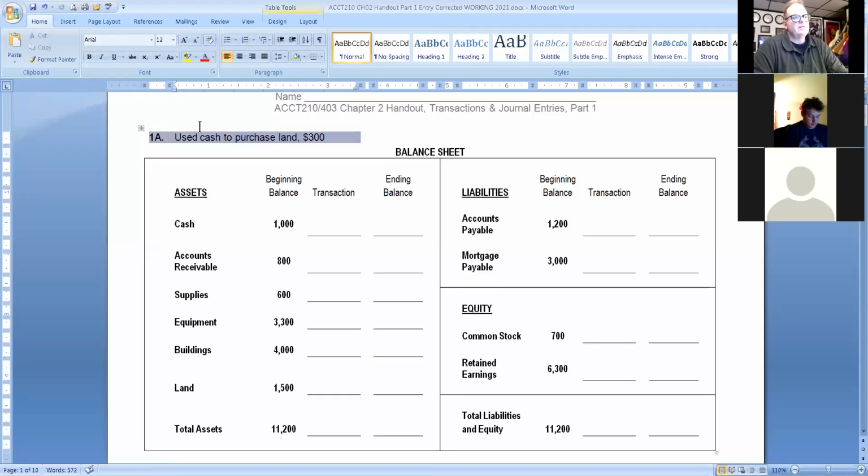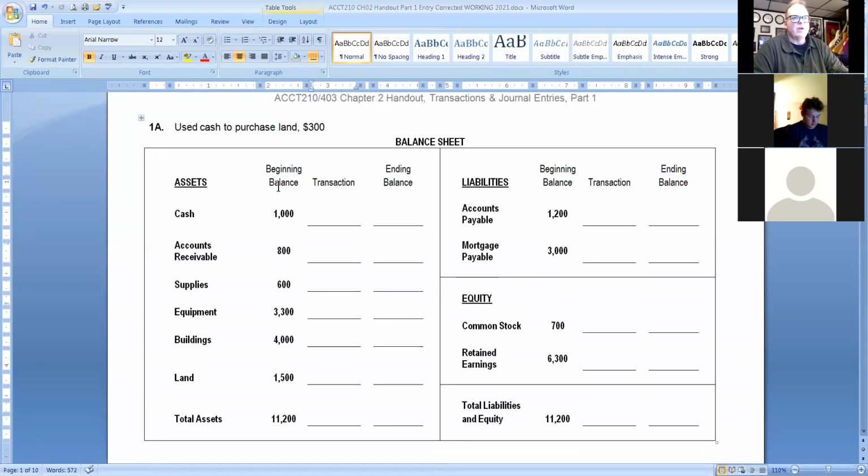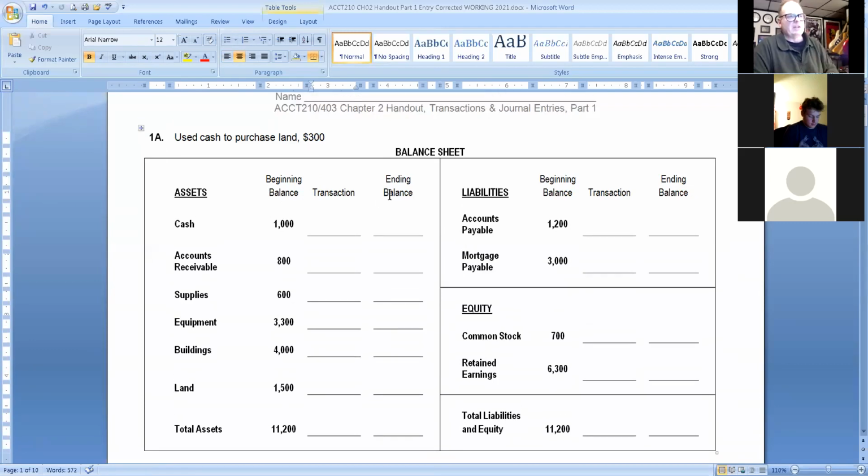For each of these, there's a transaction that will happen. We're going to put in how this would impact our balance sheet. So whenever we're on a transaction, we want to say, okay, what's going to happen now? Well, let's go ahead and get started, and we'll make some notes about how this also works.